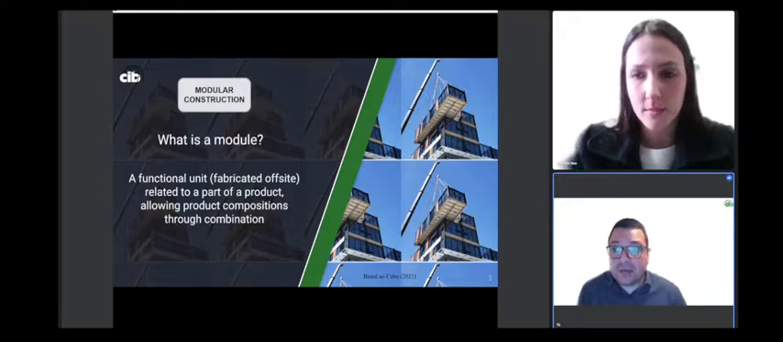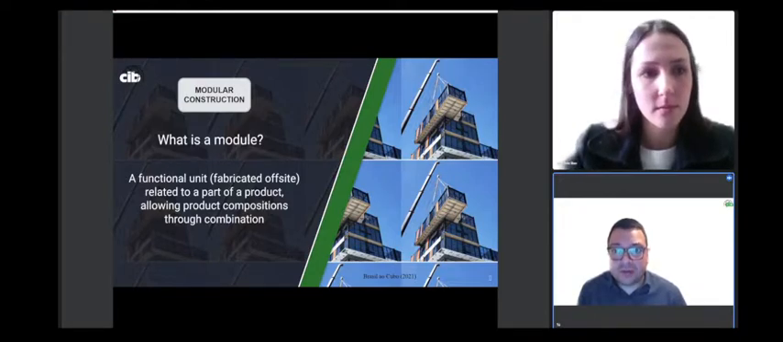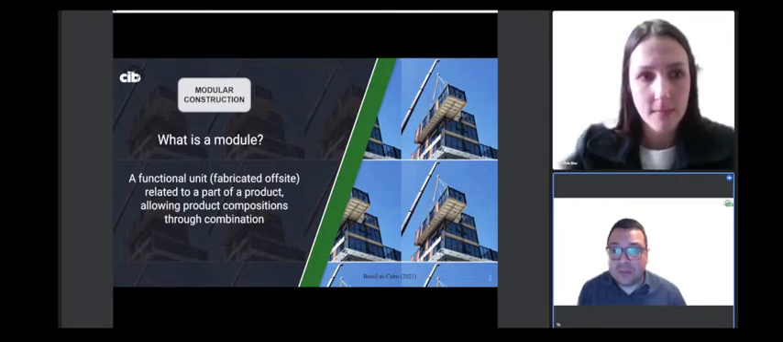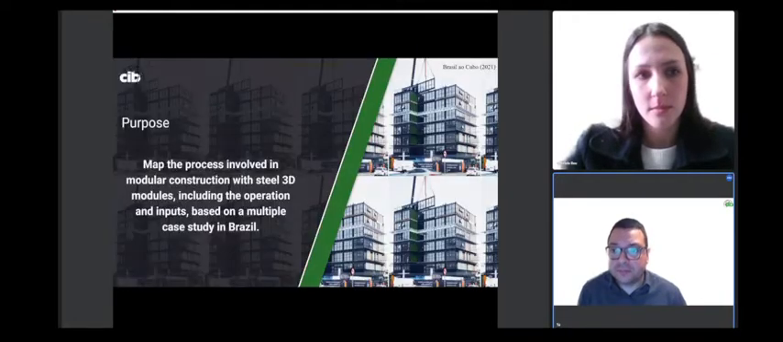So, aiming to discuss the process of modular construction and its supply chain, the purpose of this paper is to map the process involved in modular construction with steel 3D modules, including the operation and inputs based on a multiple case study performed in Brazil.